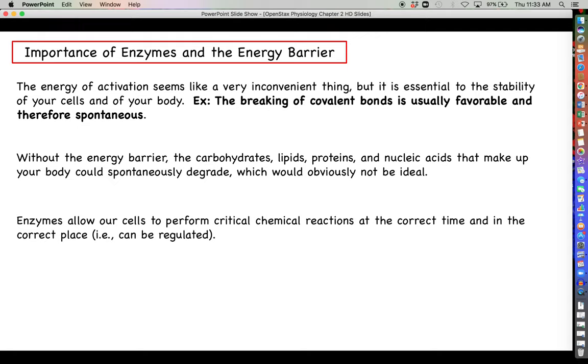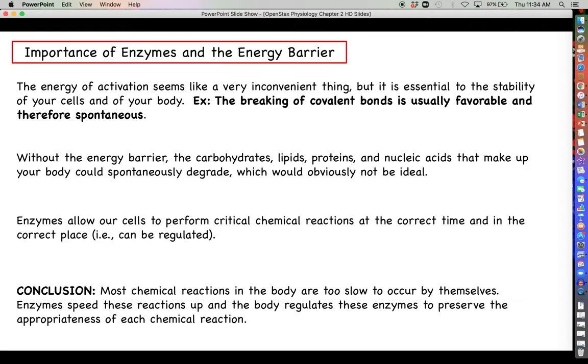We're not going to have enzymes in place or enzymes activated that are capable of doing that because that's not what we need to be doing right now. So enzymes allow us to choose the time and place and the appropriateness of breaking chemical bonds. We do it when we need to, and we can shut those enzymes off and prevent them from working to preserve the stability of molecules inside the cell.